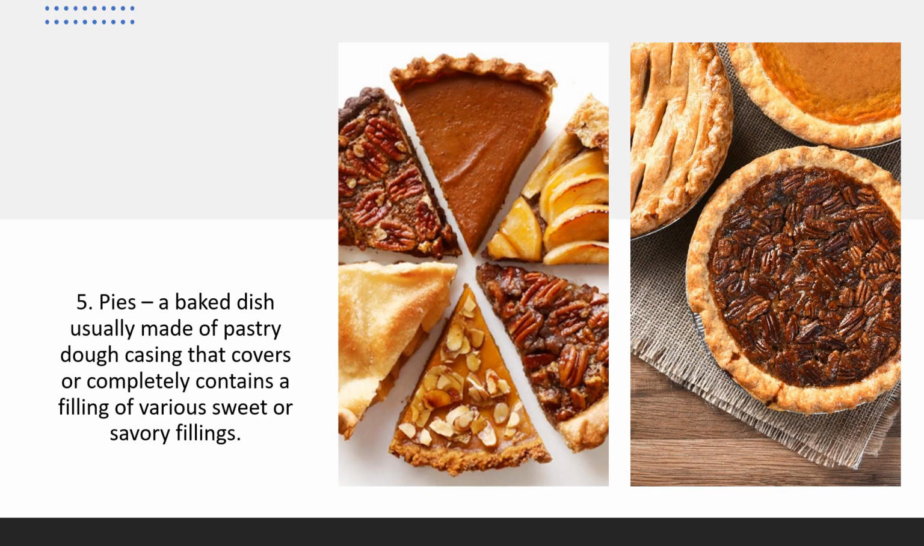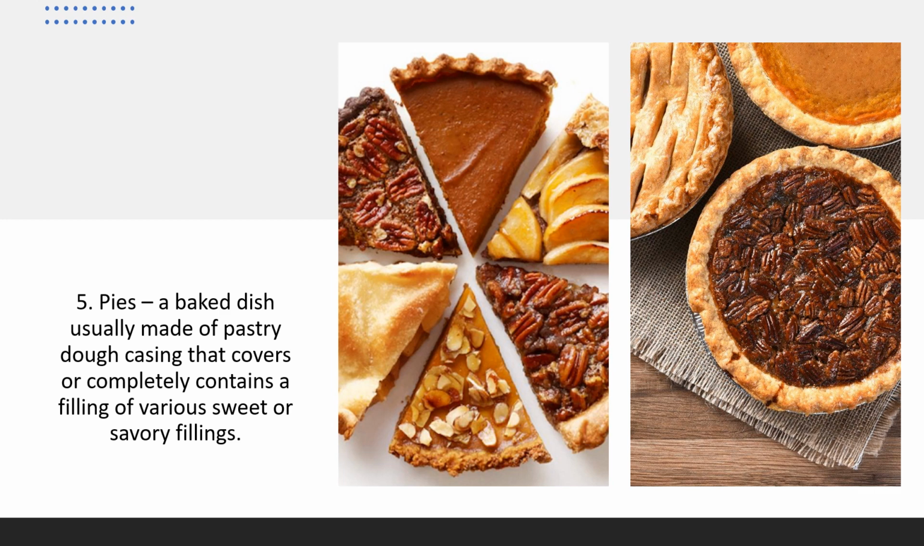Pies are not only popular during snack time, but can also be filled with meats and eaten at dinner time. So what are pies? They are a baked dish usually made of pastry dough, casings that covers or completely contains a filling of various sweet or savory ingredients.